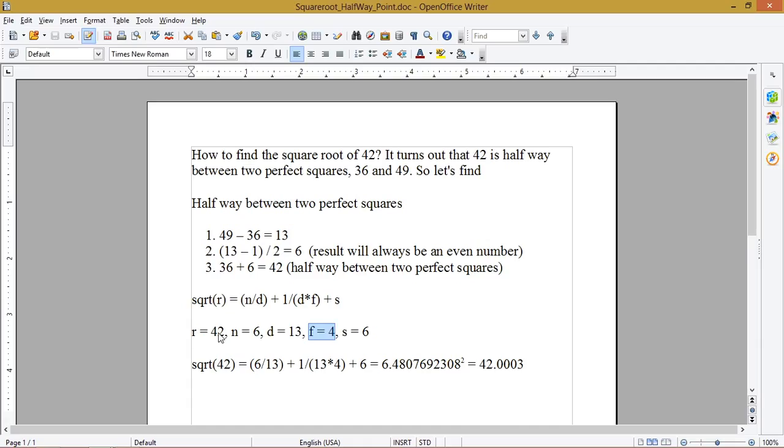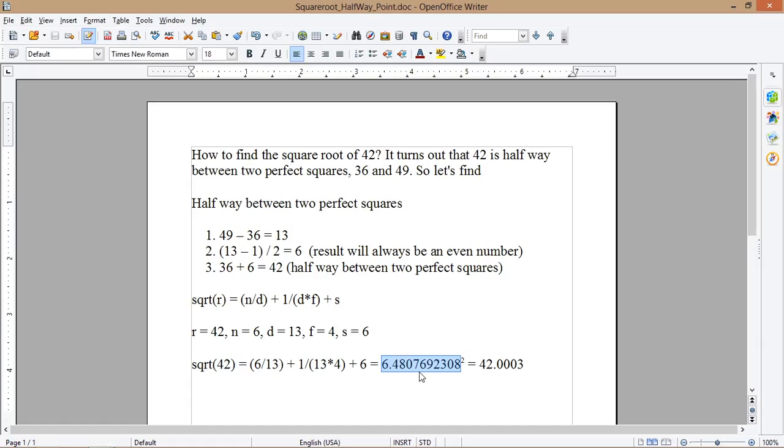All right, so now that all these variables have their assigned numerical values, we can take that expression and simply substitute the numbers. Square root of 42 is equal to 6n over 13d plus 1 over d times f, 13 times 4, plus s, 6. The number we come up with is this number, without the little superscript 2, or what we call the power of 2. Ignore that for a second. Just this number right here that's in blue.